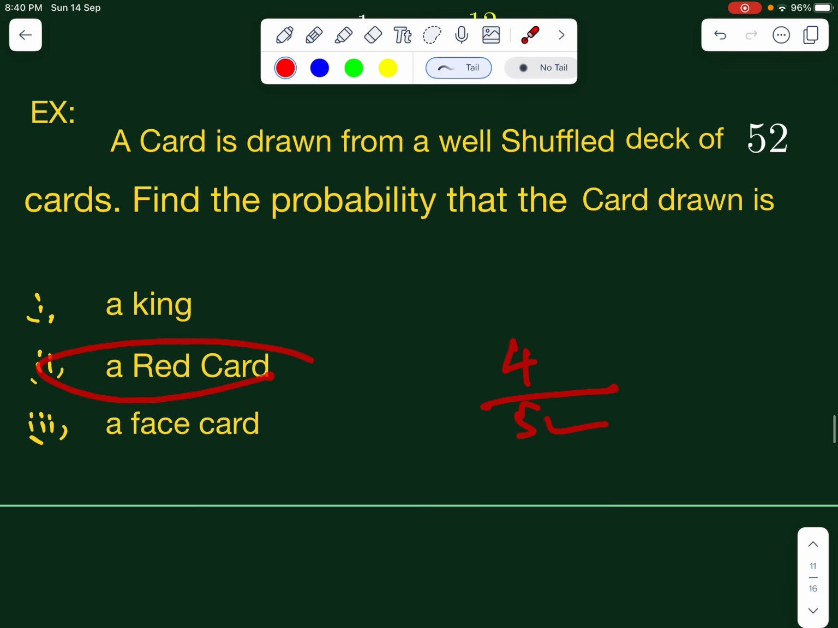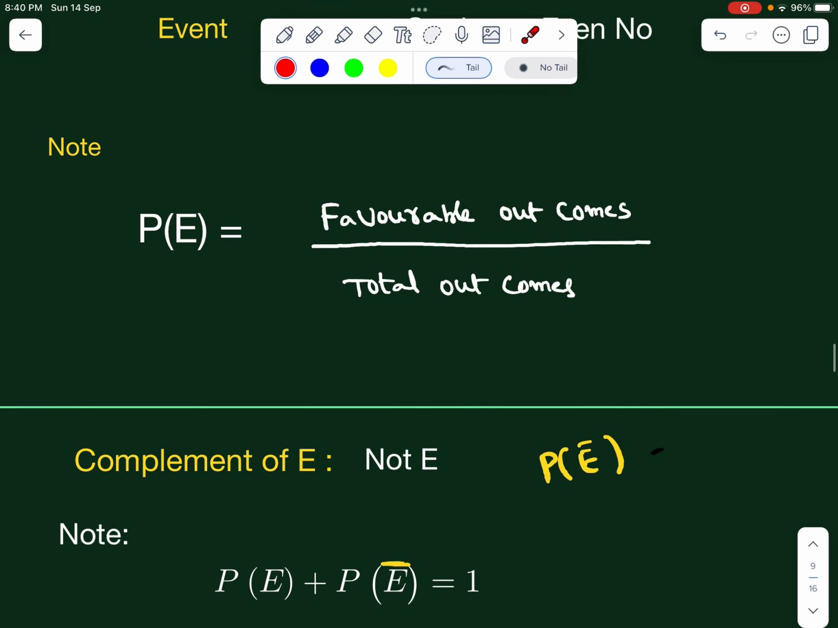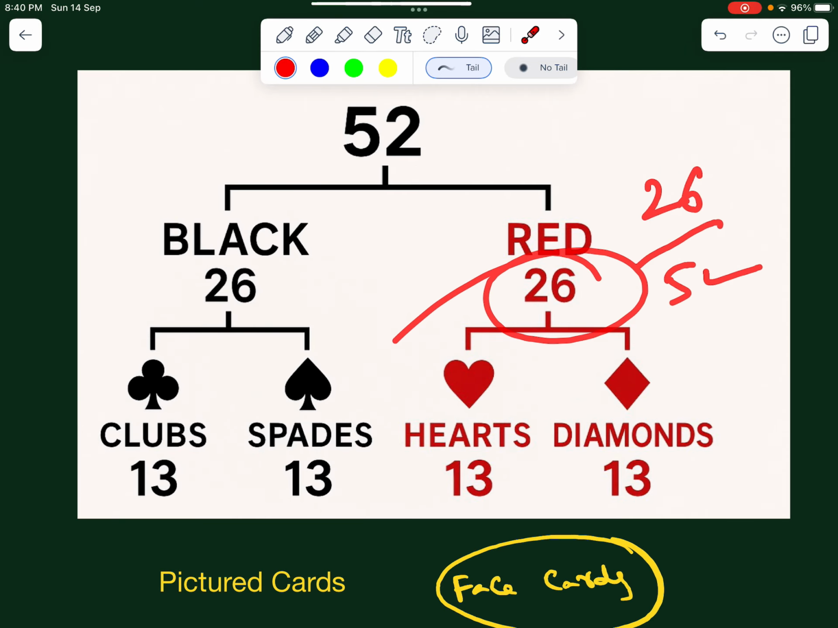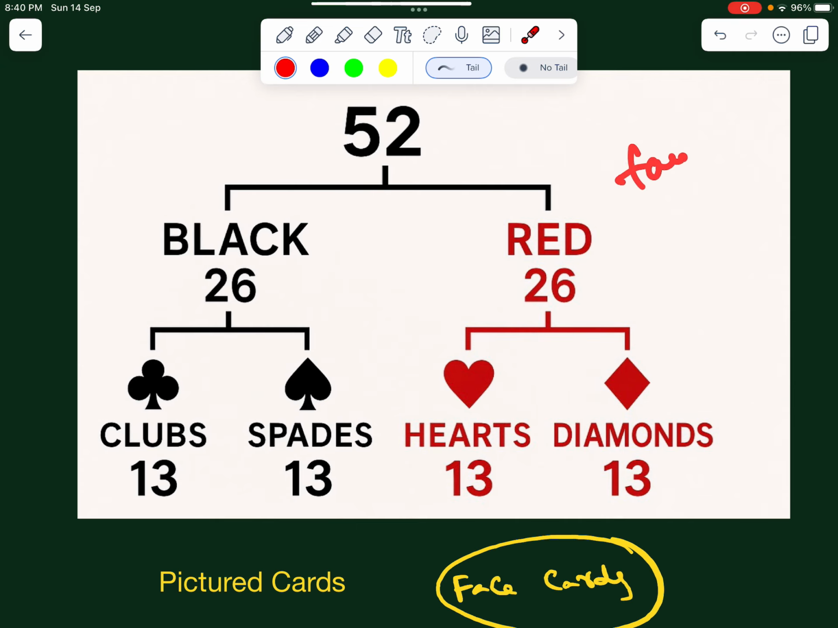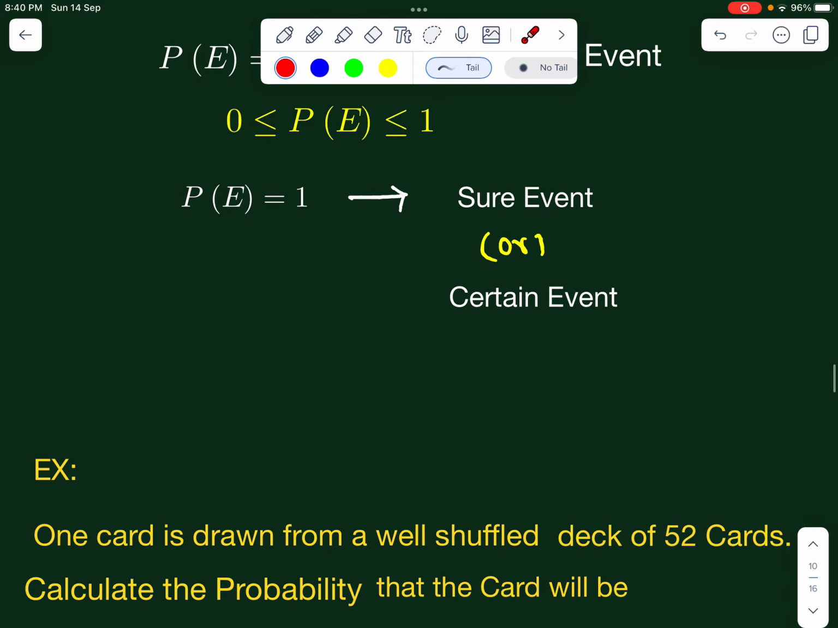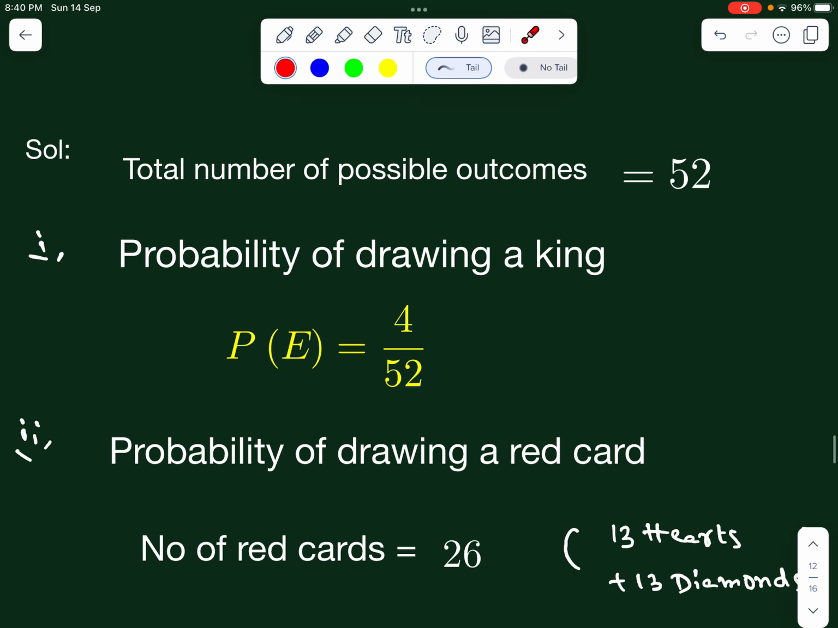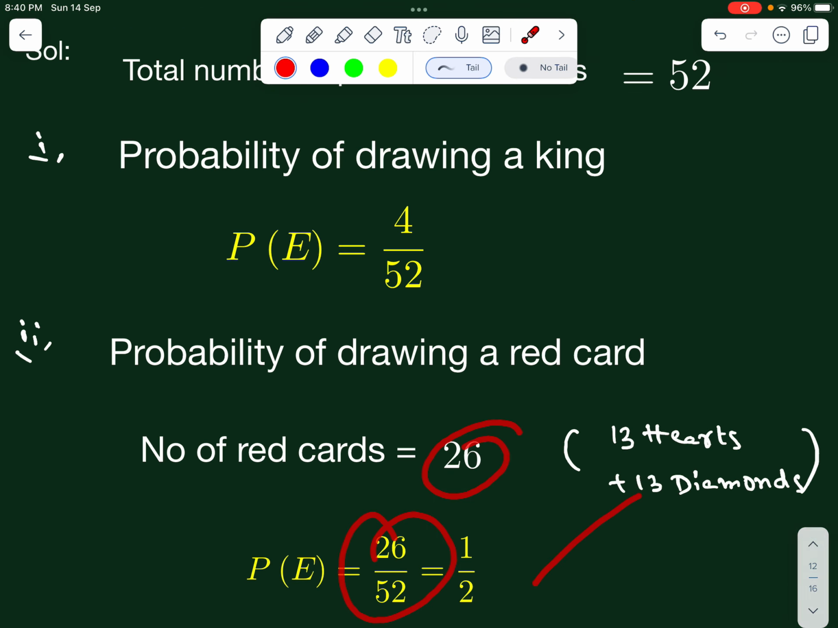Next question. A red card. How many red cards do we have? 26 red cards. You can observe here, 26 red cards we have. Therefore, 26 by 52. Formula: favorable outcomes by total outcomes. Therefore, for a red card, the answer is 26 by 52.